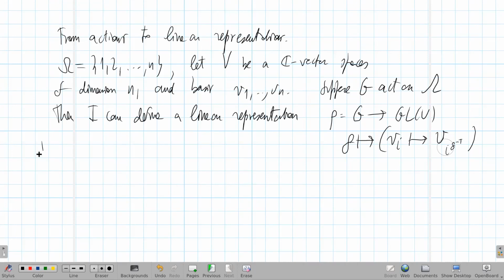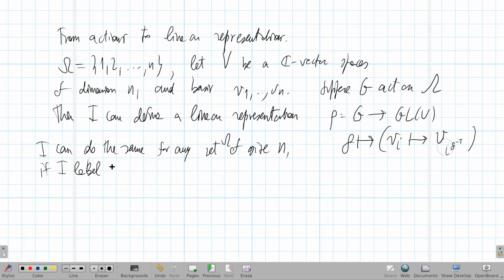I can do it for any omega. I started with omega being 1 to n for simplicity, but I can do the same for any set omega of size n, if I label the elements of the basis of V by the elements of omega.